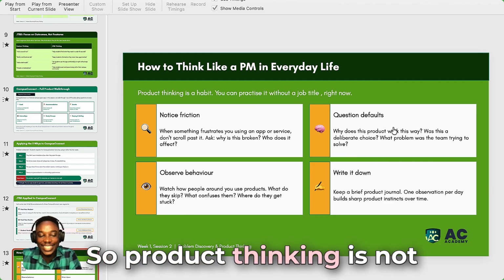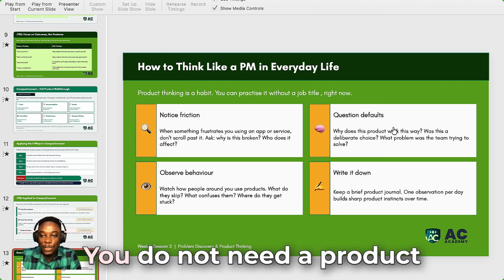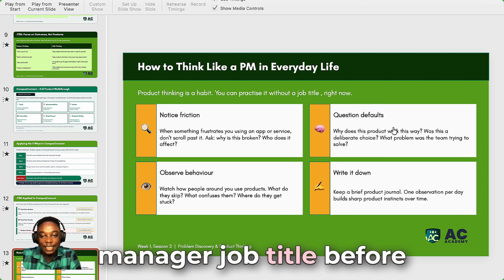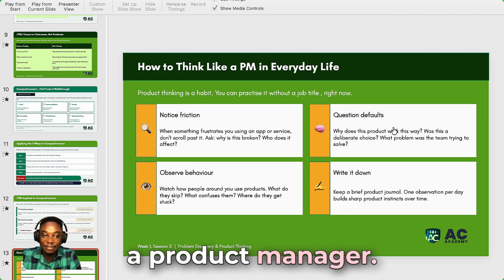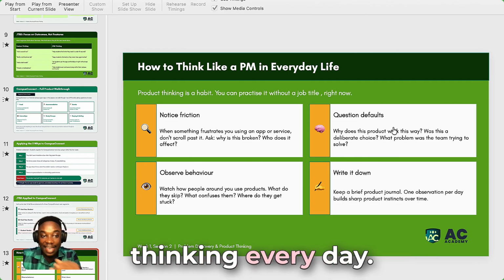Product thinking is not just a thing, it is a habit. You do not need a product manager job title before you start thinking like a product manager. It helps in everyday life. You can practice product thinking every day.